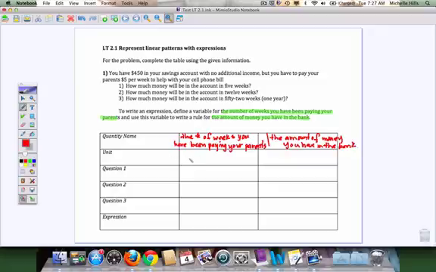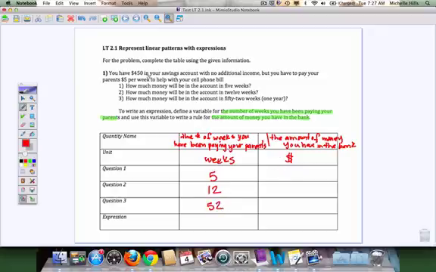Now, when it asks for units, it means how do you measure this? How do you measure weeks? Well, in weeks. How do you measure amount of money? In dollars. Question 1 says how much will be in the account in 5 weeks. 2 says in 12 weeks. And 3 says in 52 weeks.